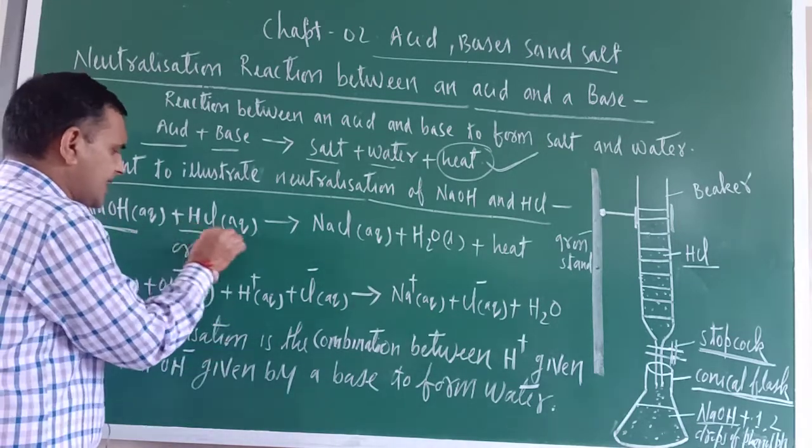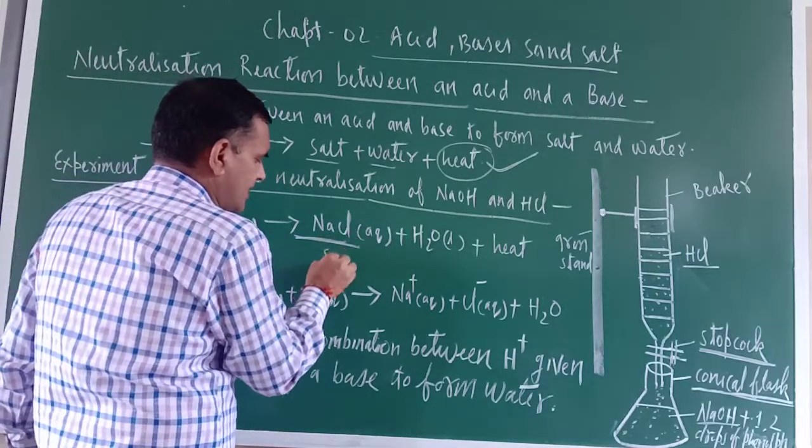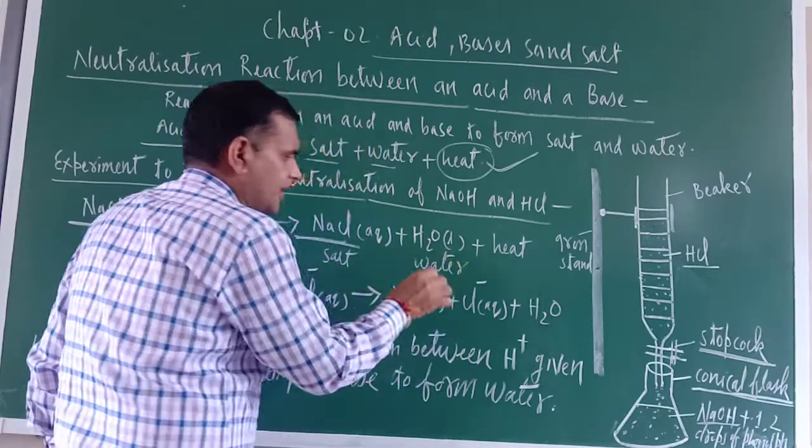Then HCl, aqueous. Now what is this one? Sodium chloride. What is this one? Salt. What is this one? Water. Okay. One more thing I wrote here, heat.